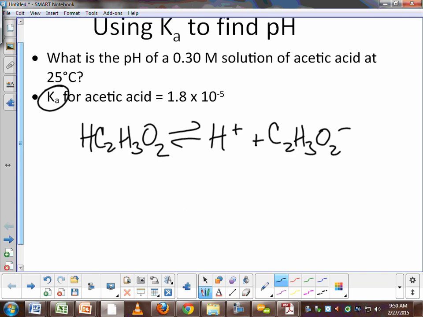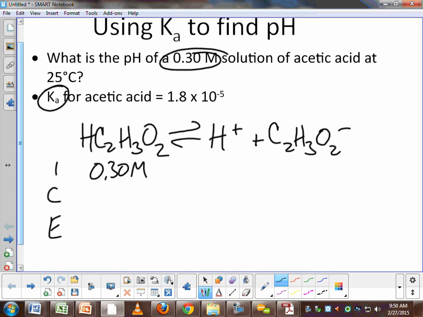Secondly, we want to fill in an ICE chart, and that's why we need a reaction, right? You can't fill in an ICE chart unless you have a chemical reaction. So now we're going to fill in initial concentrations. The only initial concentration that we've been given directly is this 0.3 molar of acetic acid, so that's okay. 0.30 molar goes in our initial spot for our acetic acid.